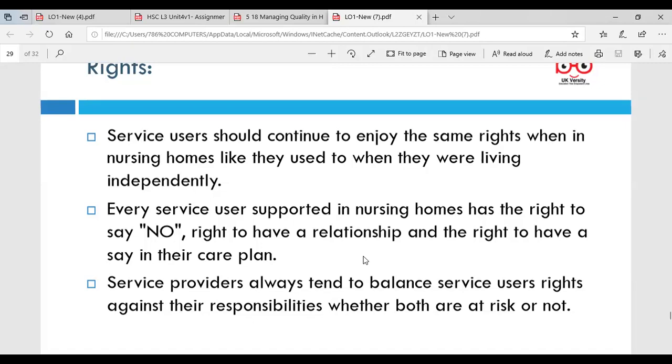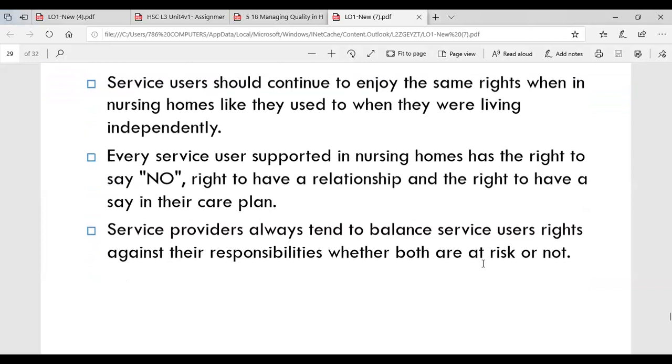Obviously, as I mentioned earlier, if they are not happy with some treatment that is being given to them, and that treatment is very important for them, then those factors need to be taken into account, and it is in their best interest that the treatment should be provided. Service providers always tend to balance service users' rights against their responsibilities, whether both are at risk or not. So obviously, as I just said, there needs to be a balance in how much to allow them to say no, or how much say they have in different matters of life.